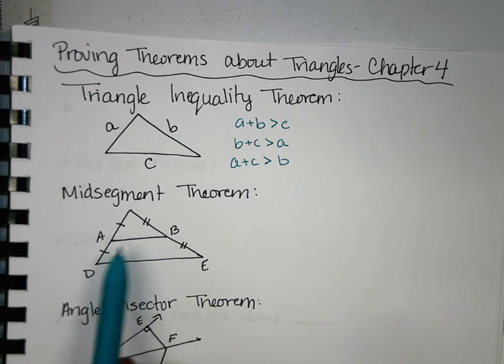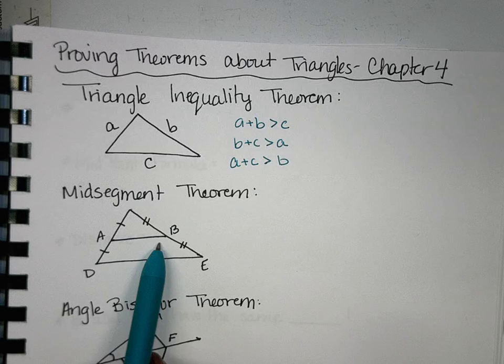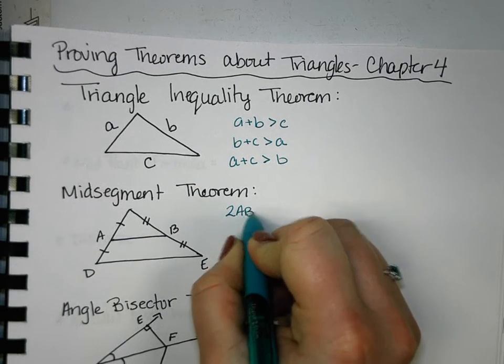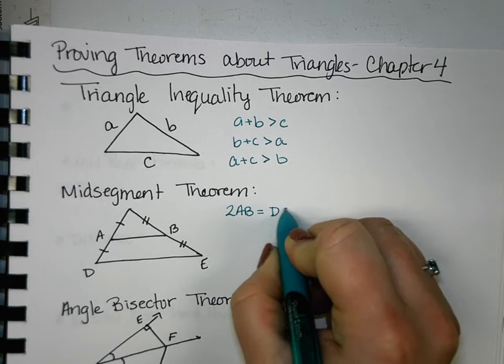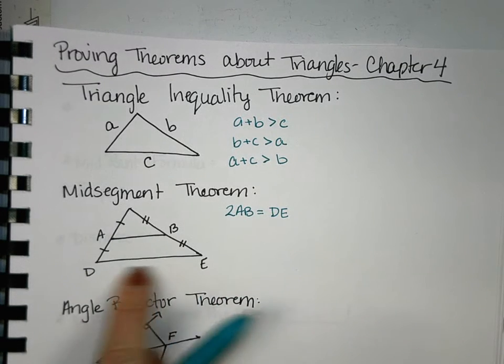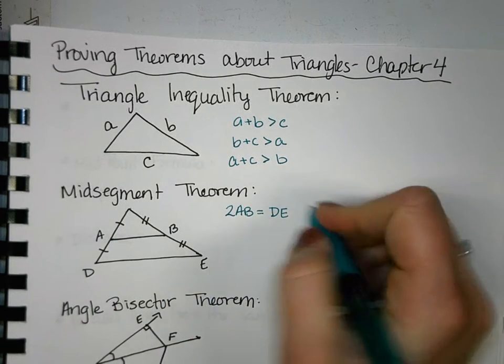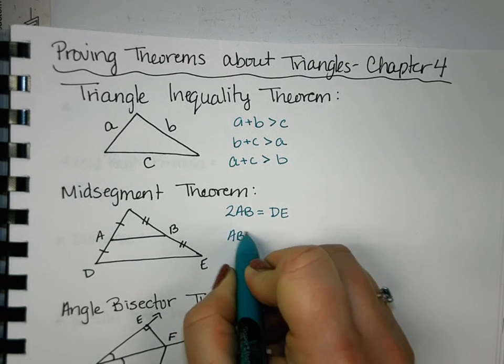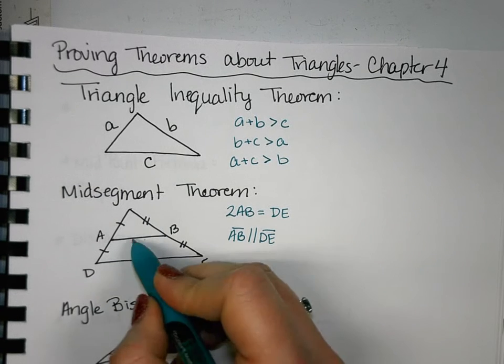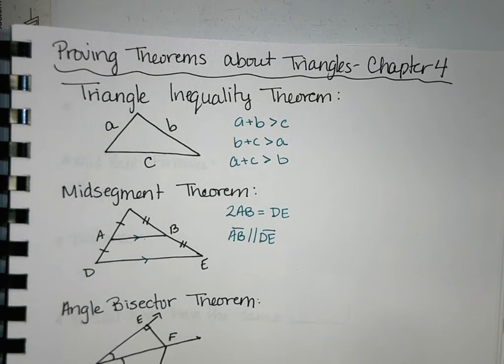So if we have a line that connects two midpoints, that's called our midsegment, and we had a formula that said 2 times the midsegment is going to equal our base. So 2 times this length here in the middle will equal this length out here of our third side. We also know that AB is parallel to DE. So the midsegment is parallel to the base, and the midsegment is half the size of the base. So we have to double it to make it equal.